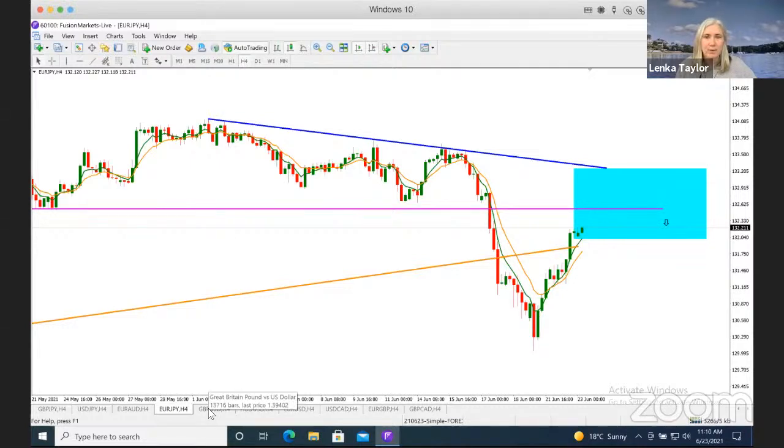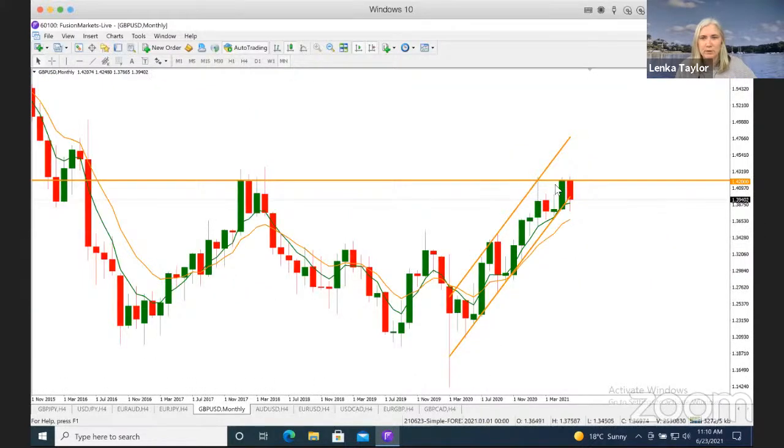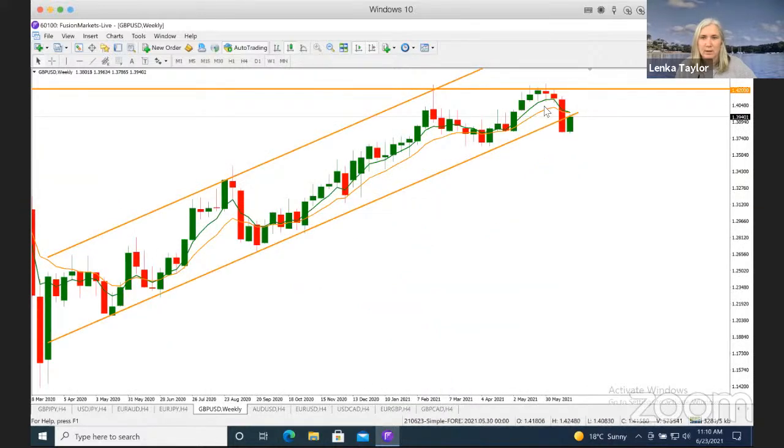Next currency pair I'm going to have a look at is GBP USD. GBP USD, I'm looking for a short. So looking at shorting from that resistance at 1.42. We did have quite a bit of pullback the last couple of weeks. We were at the bottom of the channel, had a close below the channel.